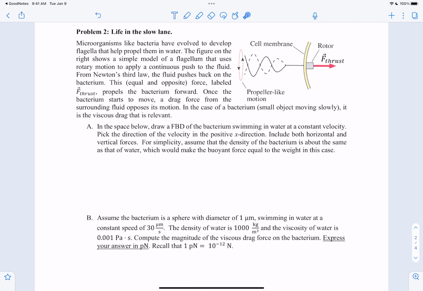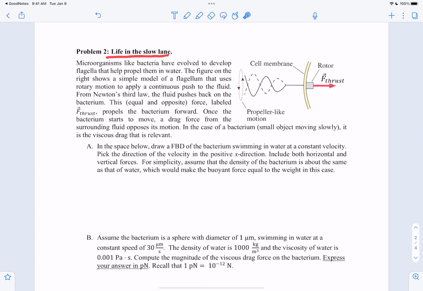So problem 2, life in the slow lane. Bonus points if you can tell me which band had a song called Life in the Fast Lane. Feel free to post that in the chat if you want to make this session a little bit interesting and fun, I guess, because solving physics problems isn't always fun. This is not what I like to do in my free time.